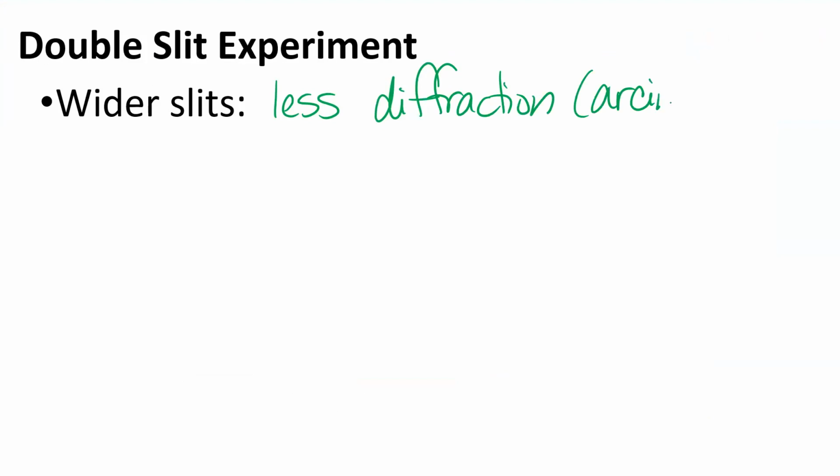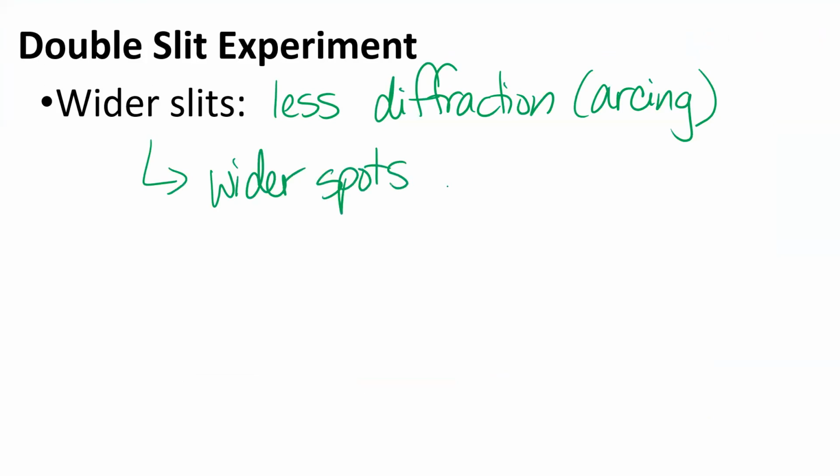So the wider slits, less diffraction, which we're saying is that arcing. And so wider slits, wider spots, which means less spots. Right. Those are the 3 ways that you need to know how the double slit experiment can be changed.